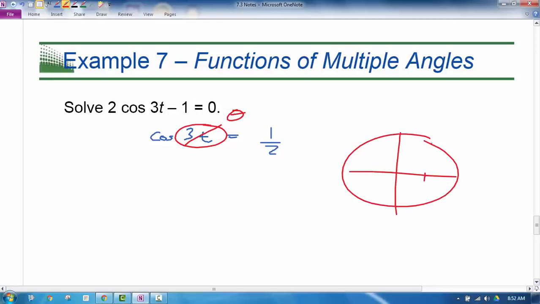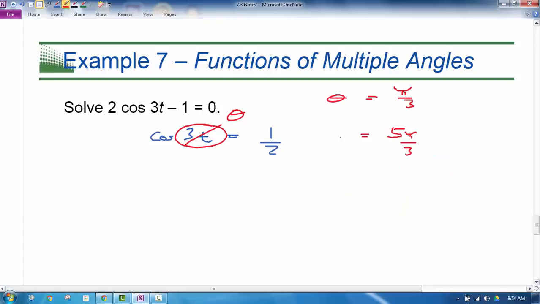Well, let's look at the unit circle. 1/2 is here. There's 2 solutions here and here, where the x value is equal to 1/2, and those solutions are at pi over 3 and 5 pi over 3 in the unit circle. Now these are solutions for theta, and they will repeat every 2 pi n because we weren't told that the solutions needed to be in a specific interval, so there's an infinite number of solutions.